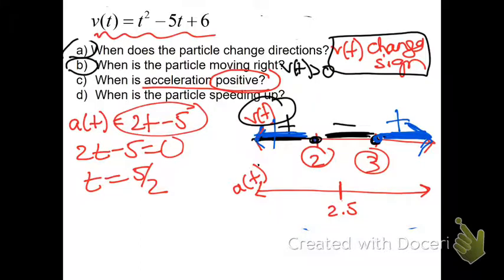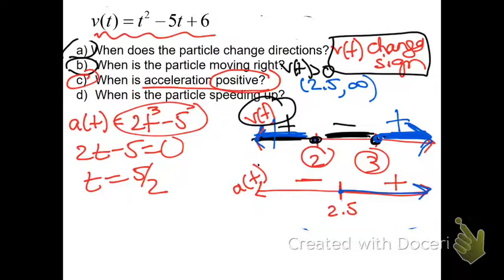If I plug in something to the left of 2.5, like 2, then my acceleration is negative. If I plug in something to the right of 2.5, like a 3, then your acceleration is positive. So to answer part C, when is acceleration positive? That would be from here to here. The answer to part C would be from 2.5 to infinity. And again, don't include this point because that's where it's 0, not positive. So it's 2.5 to infinity. That's my answer to part C.